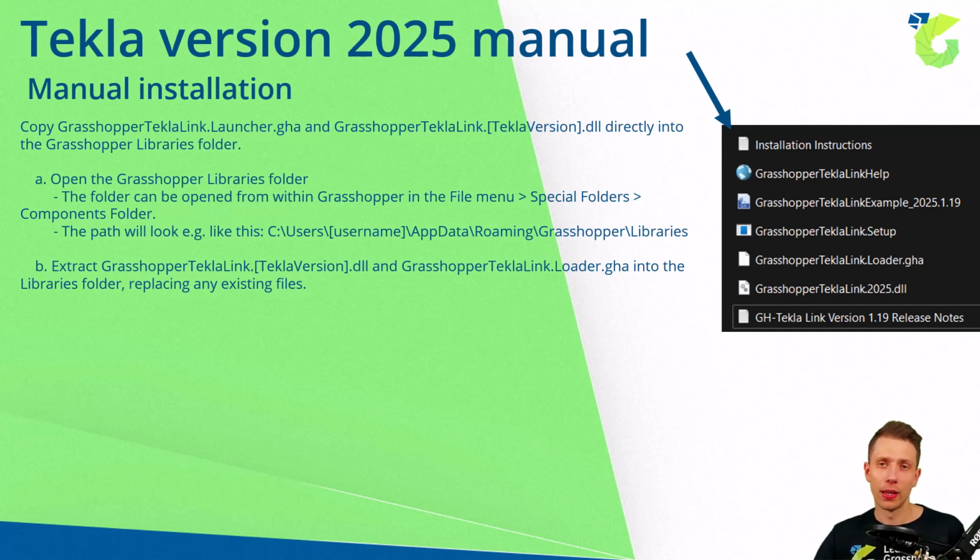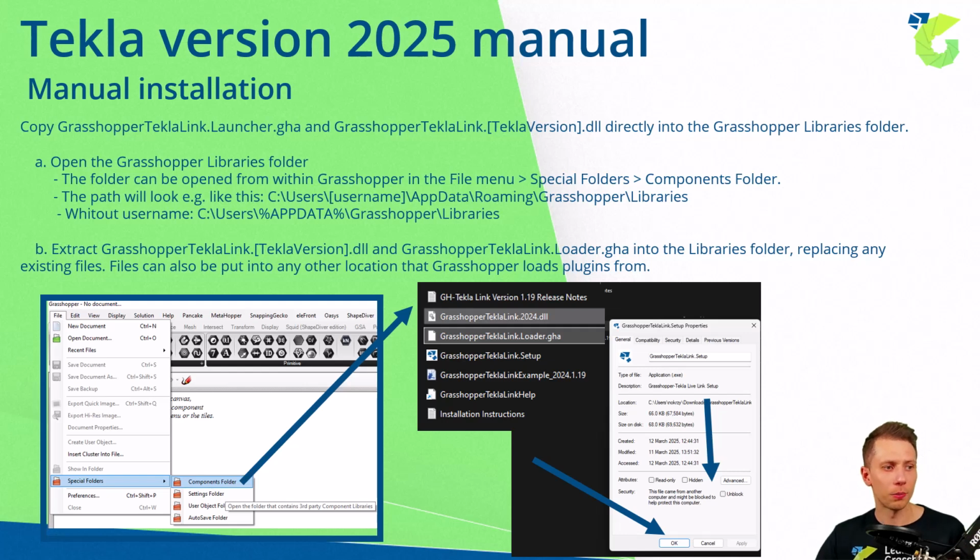The path can be found through the File menu. Go to File, Special Folder, and Components Folder. So you will have the folder where you can copy and paste these two files. But remember, close Grasshopper and Rhino. Without the username, you can also access it with C:\Users\%AppData%\Grasshopper\Libraries. So it will automatically find the username, in case you don't know how to find it.